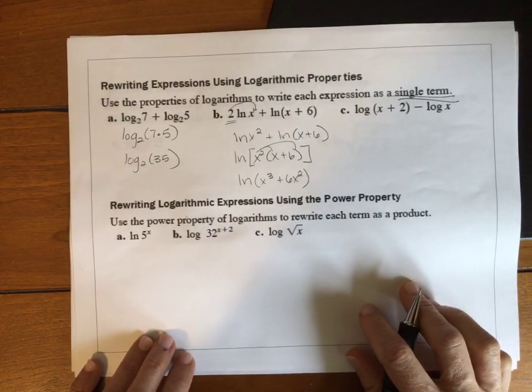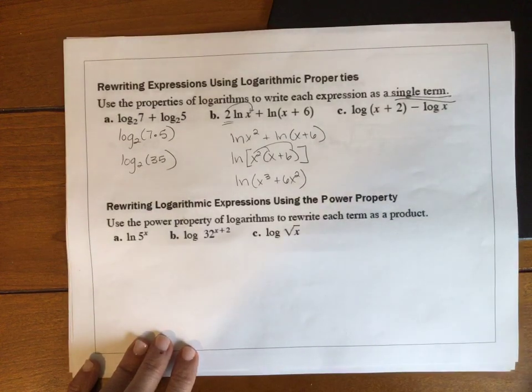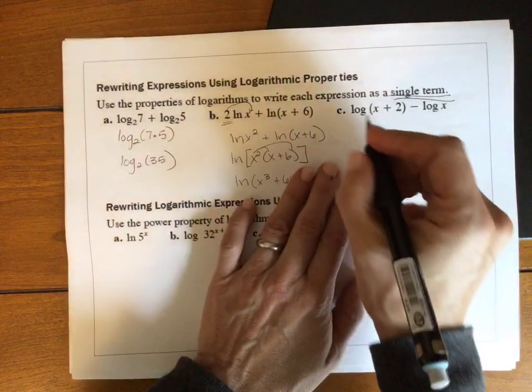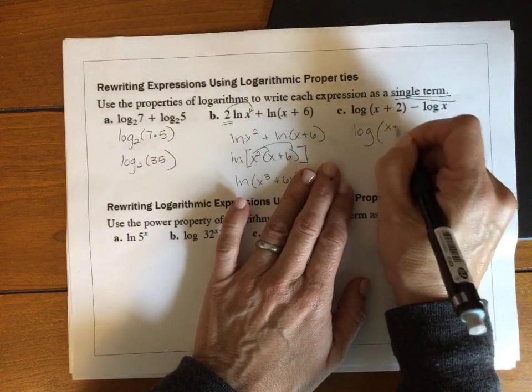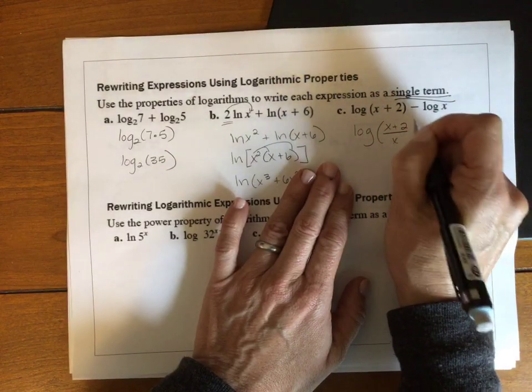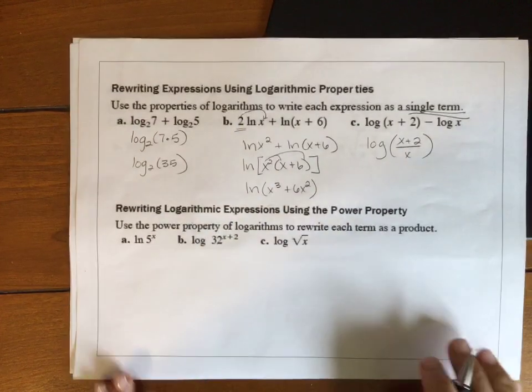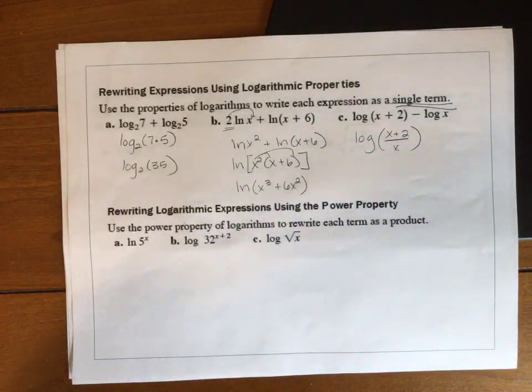All right, so we got one example like this. It's subtraction. So subtraction should make you think division. So I can rewrite this as log of x plus 2 divided by x. So if you had multiple of these, you would want to just go in order, and you would also want to make sure you're thinking about order of operations.